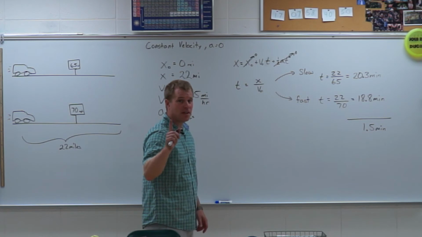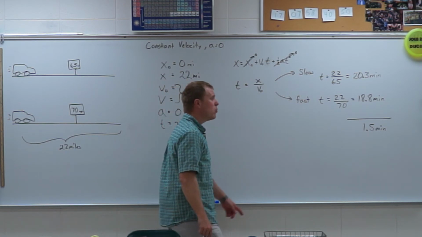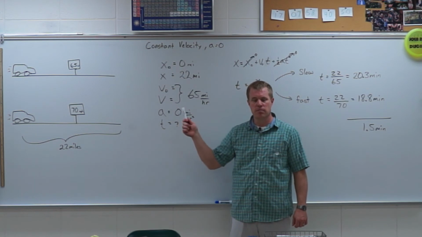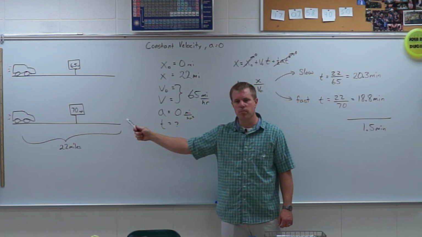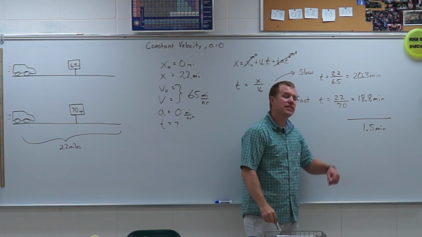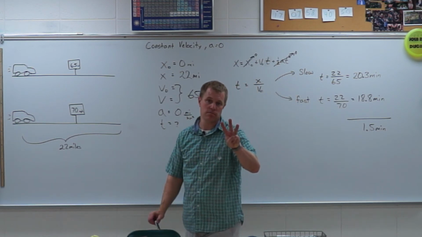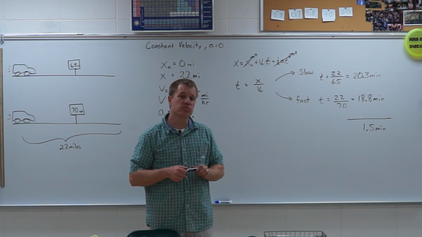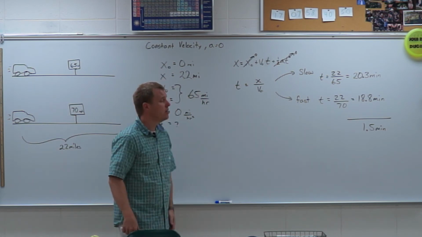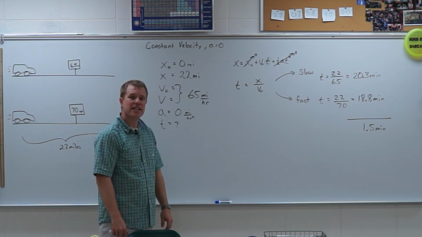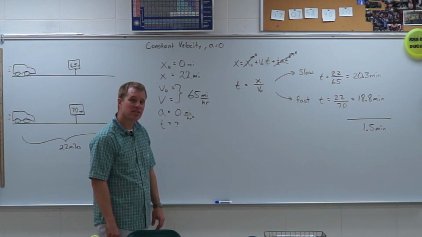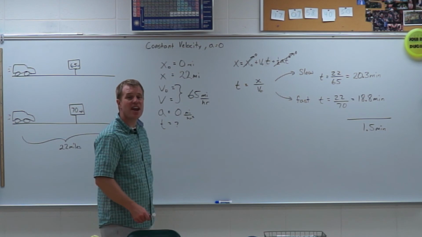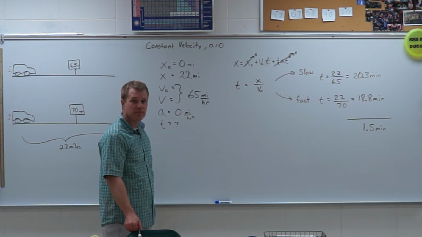Now, this is where it gets interesting. That's 1.5 minutes for every trip. But I go to school and home every day. So that means every day I'm saving 3 minutes per day. And if I go for a whole school year, so 180 days for a round number, it saves me 9 hours. So in just changing the speed limit from 65 to 70, I've saved 9 hours of travel time in 1 year.